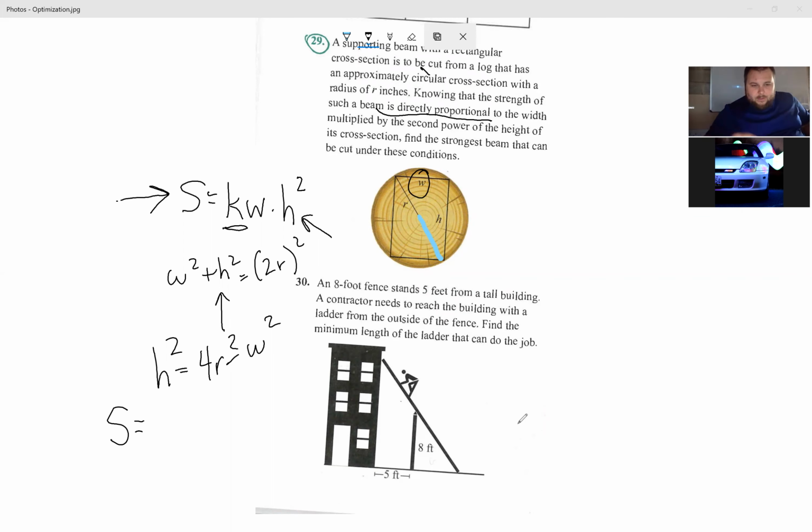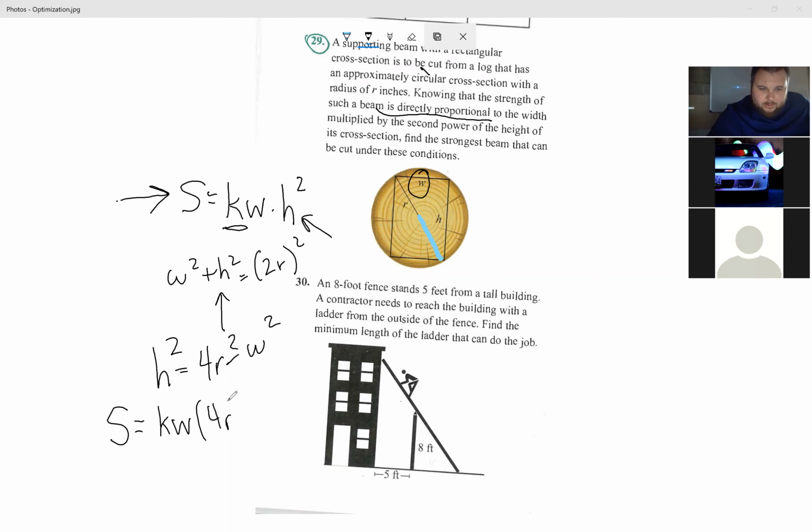Okay. So S then is equal to K times W. And then we plug in H squared. That's 4R squared minus W squared. So now differentiate that and set it to 0. Because, right, that's how we maximize or minimize something.